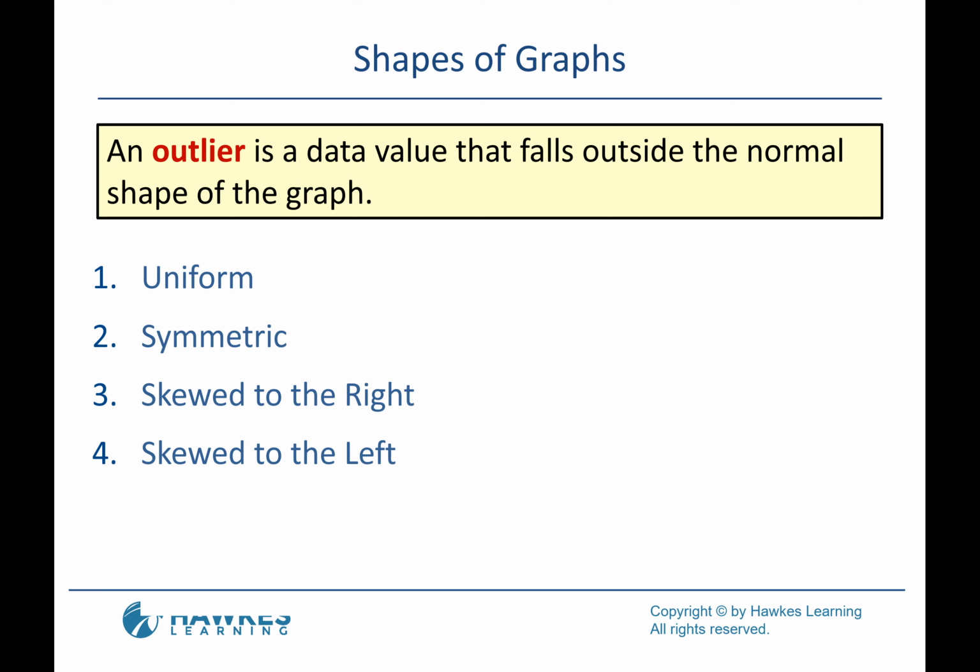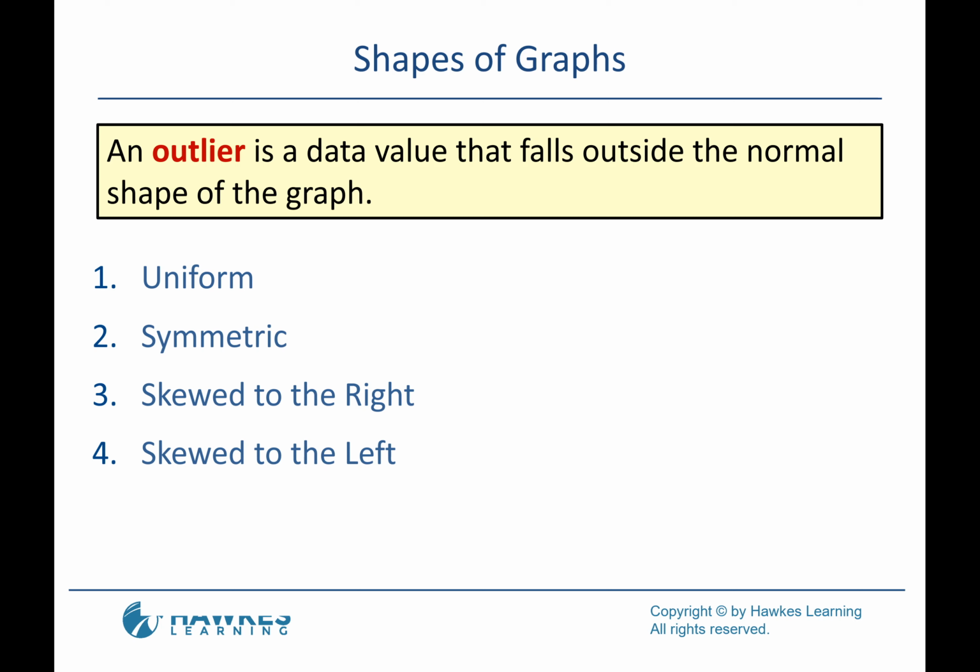Is this idea of an outlier. Our definition here says an outlier is a data value that falls outside the normal shape of the graph. So if we're looking at a graph, if we've got some data value that doesn't look like it fits in with the rest of the picture, we call that an outlier. There's different ways to define that. All right, so let's look at our shapes.